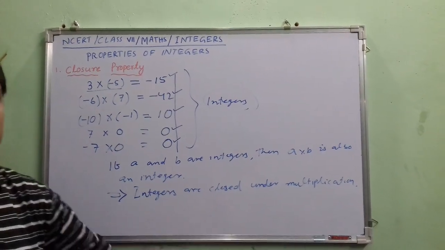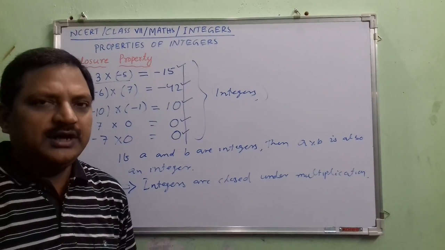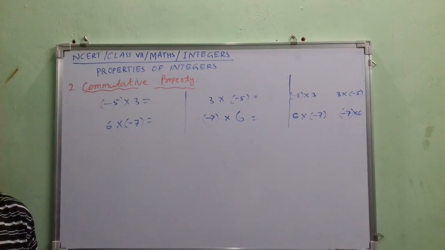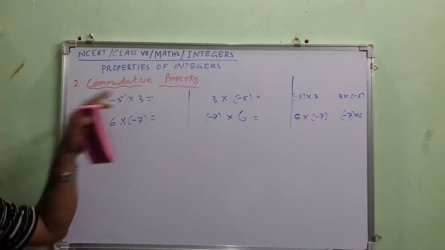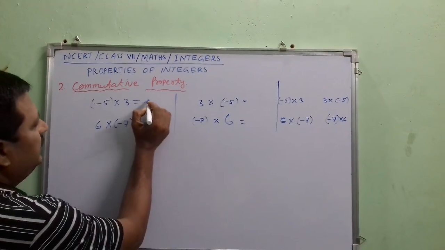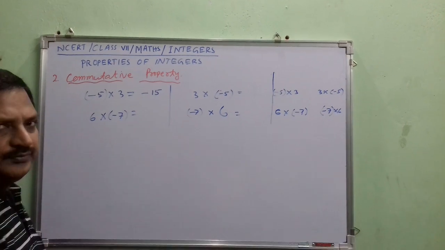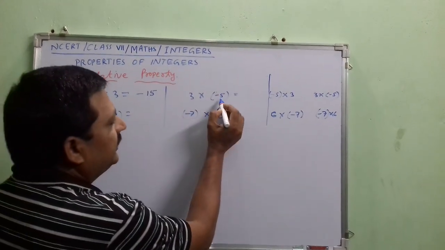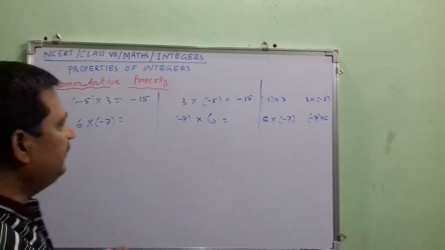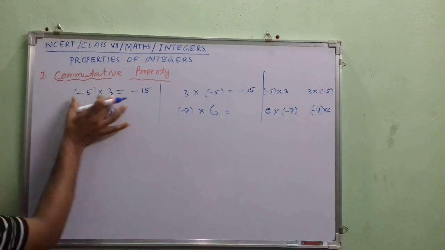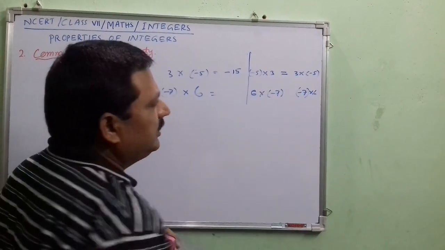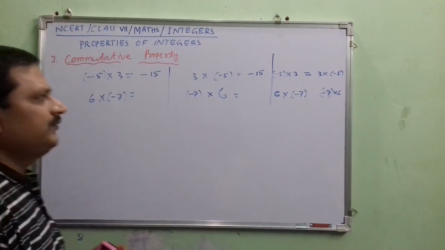Now let's move forward to the other property. The second property that we shall consider is the commutative property. Let us take one example, minus 5 into 3. What is minus 5 into 3? It gives you minus 15. What about 3 into minus 5? It gives you again minus 15. That means minus 5 into 3 is equal to 3 into minus 5.